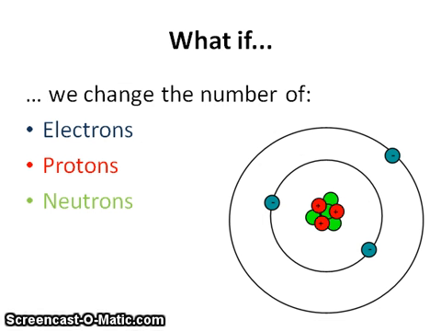Have you ever wondered what happens if we change the number of electrons, protons, or neutrons within an atom? Well, that's what we're going to study today. Let's begin with the lightest subatomic particle of all, the electron, and see what happens when we change the number of electrons in an atom.